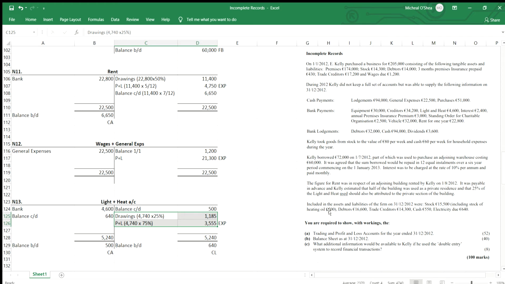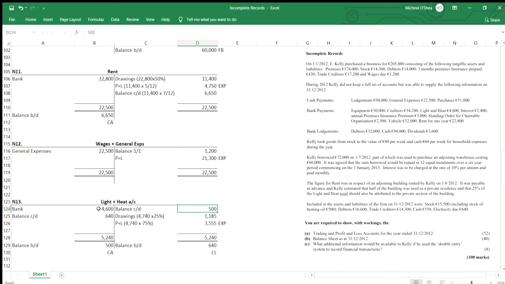So stock of heating oil is going to be an asset down here. So its balance carried down is up there. The other one, electricity due, is a liability, obviously for next year. So it is therefore carried down here. Now I can see that I paid this, I used this much electricity, and I have this much stock of heating oil that I didn't use. So when I'm trying to find my light and heat used, I put in those figures, and then I'm left to find what's the difference.